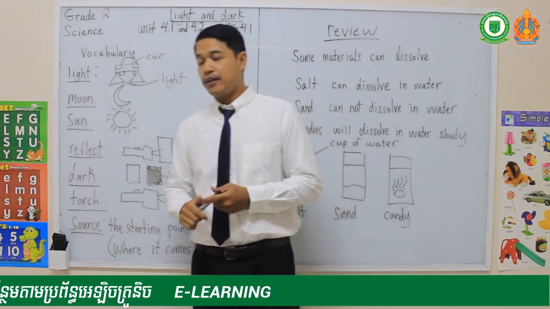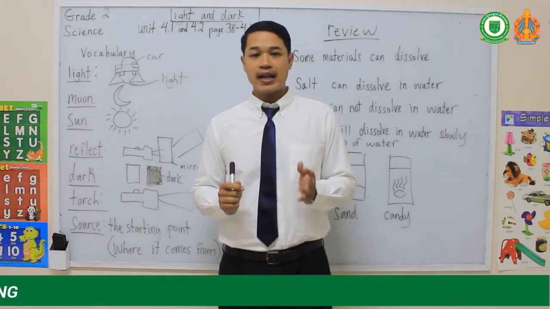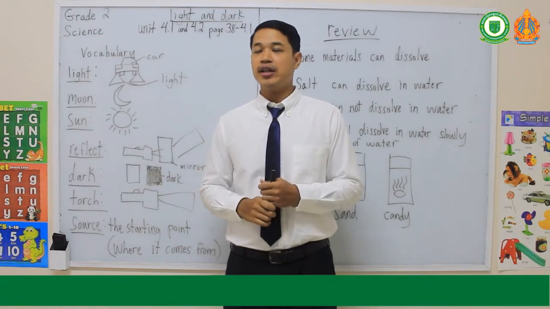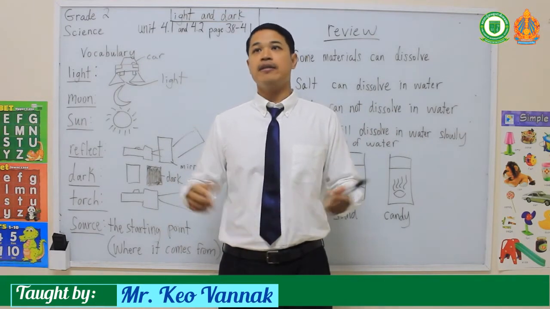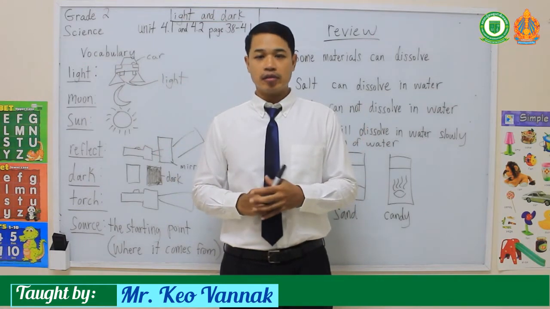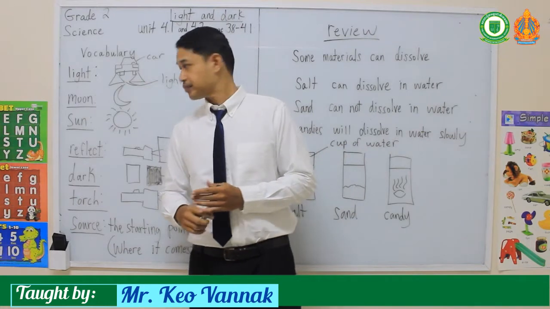There are some sources of light, like the sun. The sun is a source of light. A torch is a source of light. Fire is a source of light, and many more.